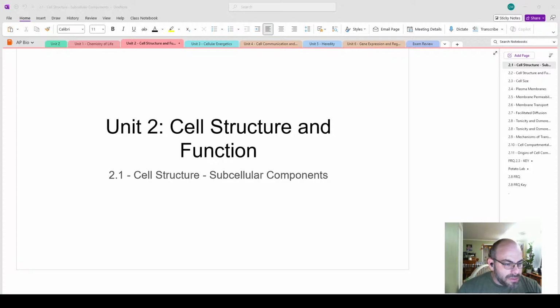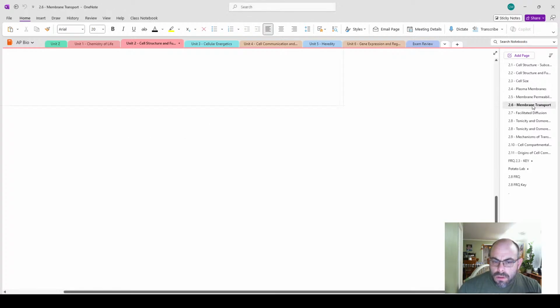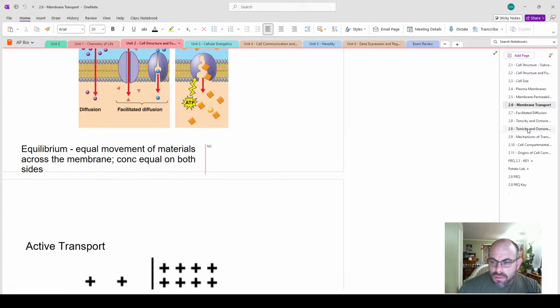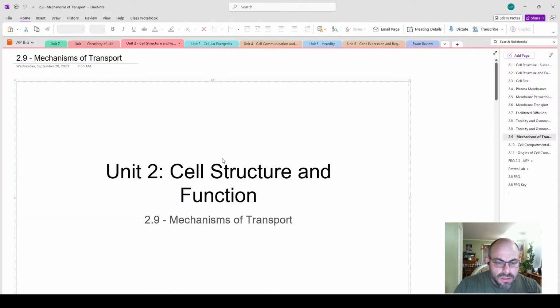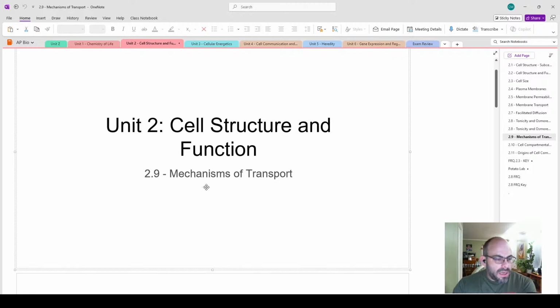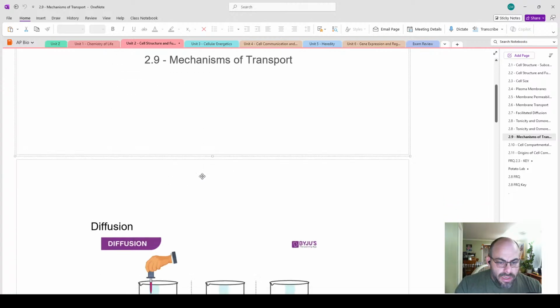Oh, there we go. Membrane transport, facilitated diffusion. Miss those days, and they've confused me a lot. I can do that. Yeah, let's do that. Actually, you know what? We're going to do 2.9 since it has all of them. So let's look at 2.9, which is just mechanisms of membrane transport. And it's got facilitated diffusion on it as well. And then we'll look at 2.8 if we need to do that.